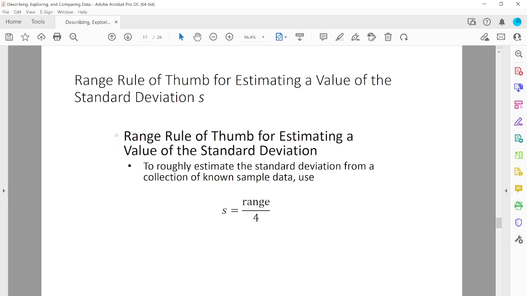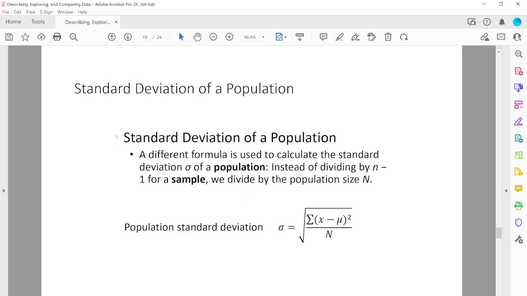Okay, so if you have to roughly estimate the standard deviation, this is just a rough estimation. We can find the standard deviation of a sample by dividing the range by 4. That's just a rough estimation.